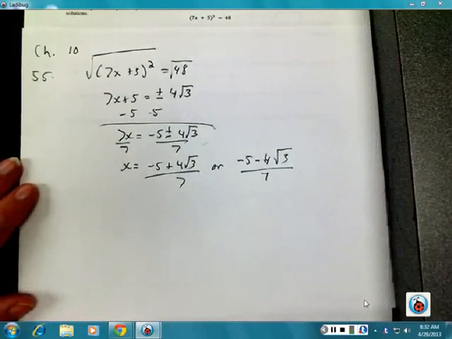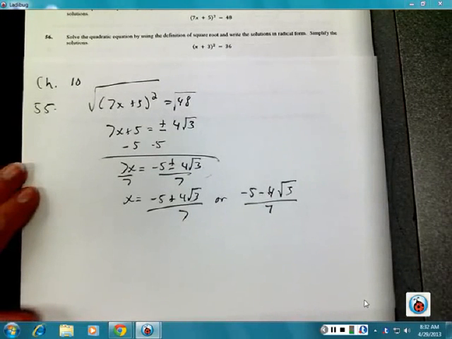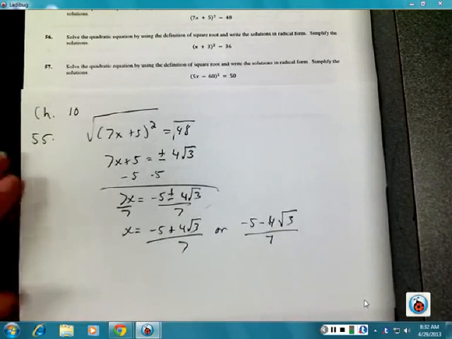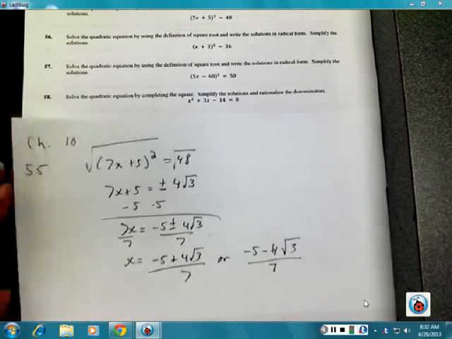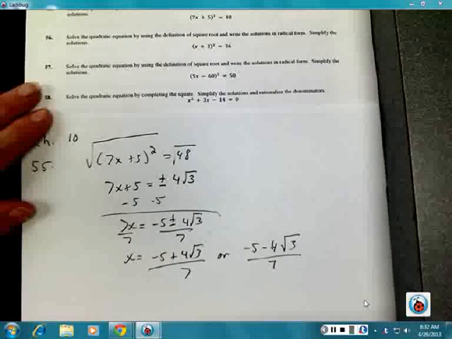So 55, we're good. I think you can do 56, correct? 56 just like 55. So is 57. So we're good there. This one? 58, it says solve the quadratic equation by completing the square and simplify the solution and rationalize the denominators.